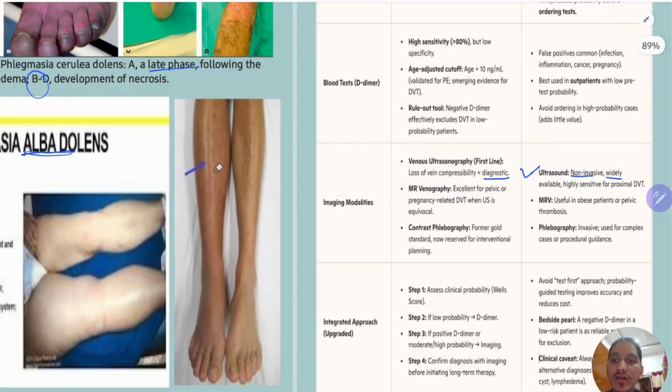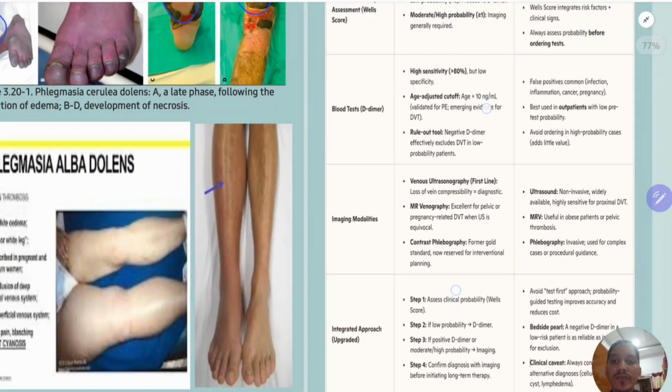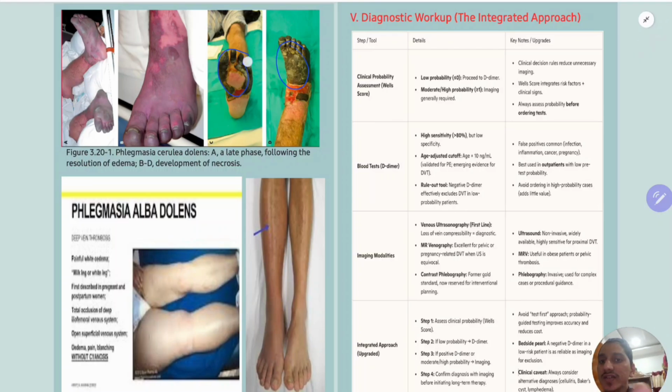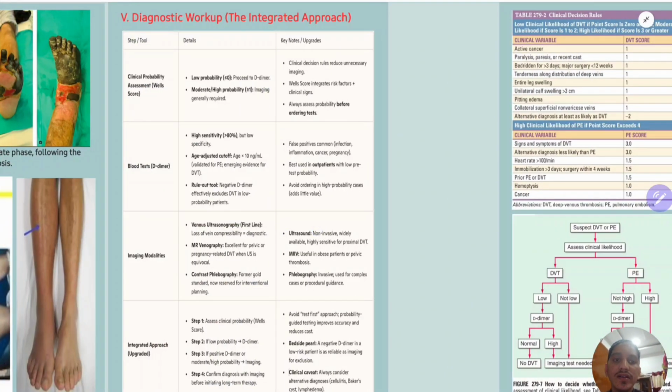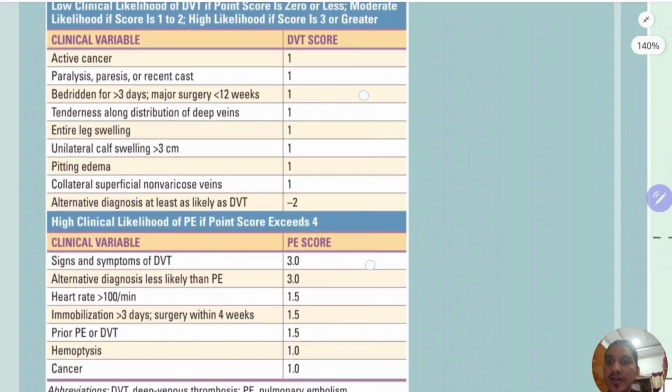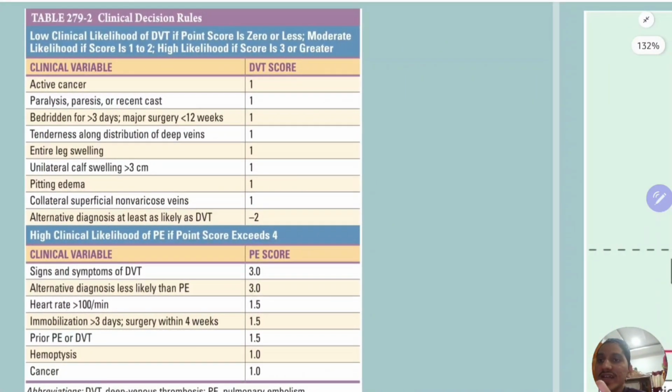So what is the Wells score? The Wells score is a combination of risk factors with clinical signs. By that you assess the probability. Wells score is different for pulmonary embolism and for deep venous thrombosis. In standard textbooks, both are discussed combinedly because both are linked together. But because we are discussing deep venous thrombosis, we will focus on deep venous thrombosis.